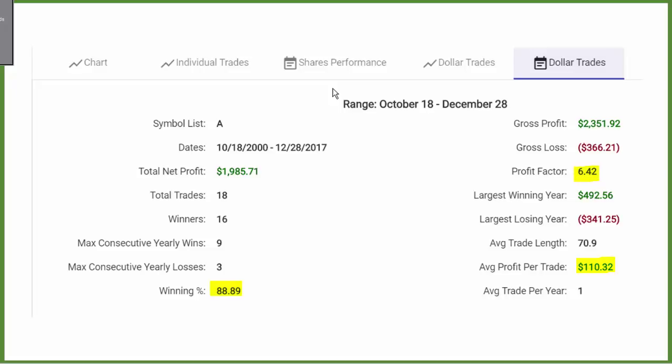Agilent has moved up from about the middle of October through the end of December almost 90% of the time. That's pretty good. The average profit factor is at 6.42. We've seen better, but it's not a bad profit factor. And then you have an average profit per trade of 11% during this time period. So it's about 2.5 months, and over time, Agilent has produced an 11% return during this time. The largest losing year, 34%.